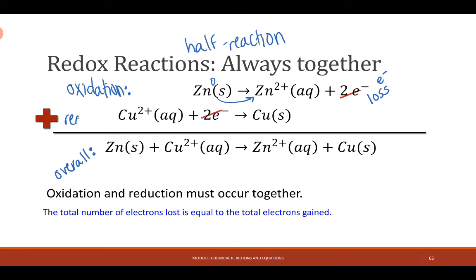This is the reduction half reaction because we have copper 2+ here getting changed into copper neutral. And so that's going down. And so that's being reduction. This also has electrons on the reactant side, which means the electrons are being gained. The number of electrons lost has to equal the number of electrons gained because electrons matter. And so in the overall equation, all of the electrons will cancel out.